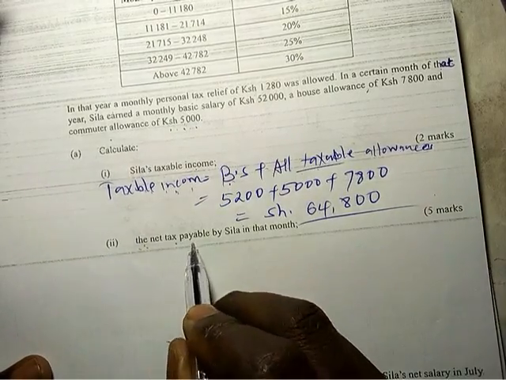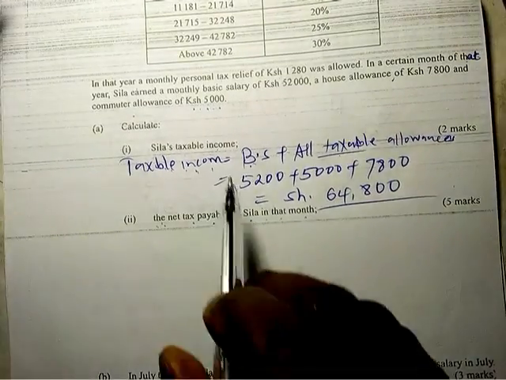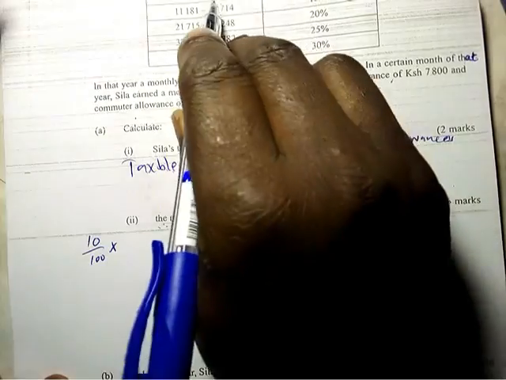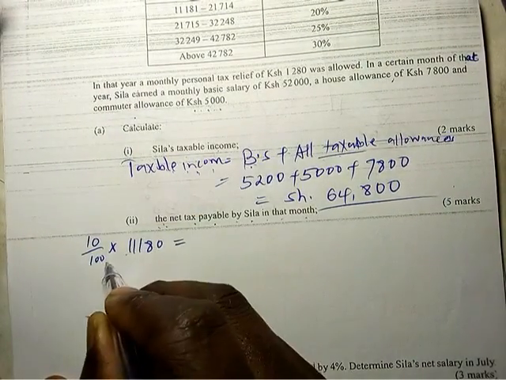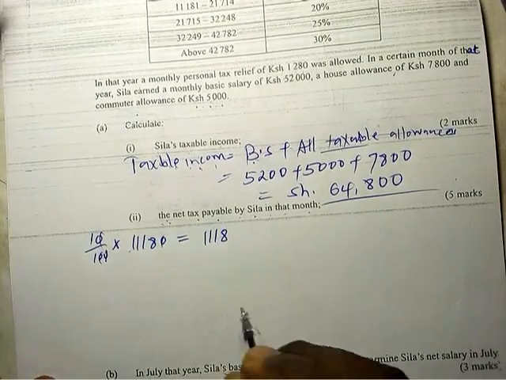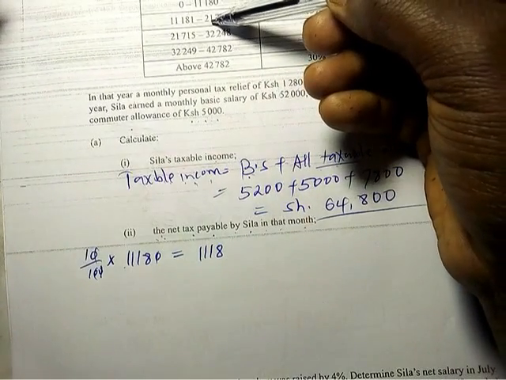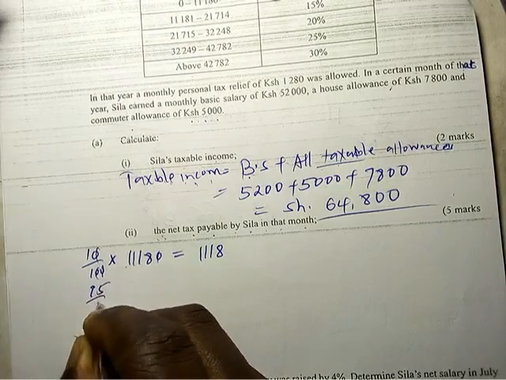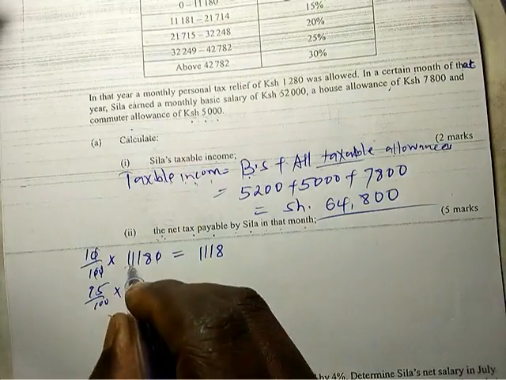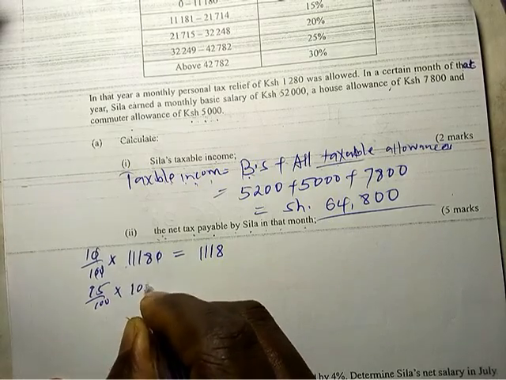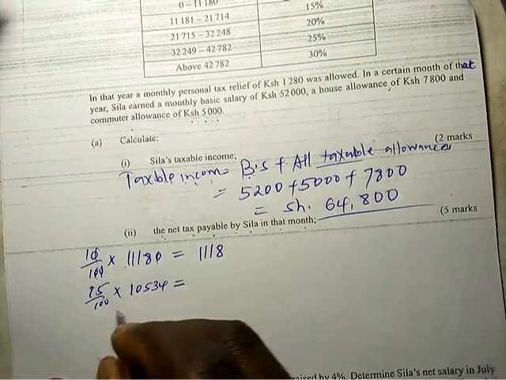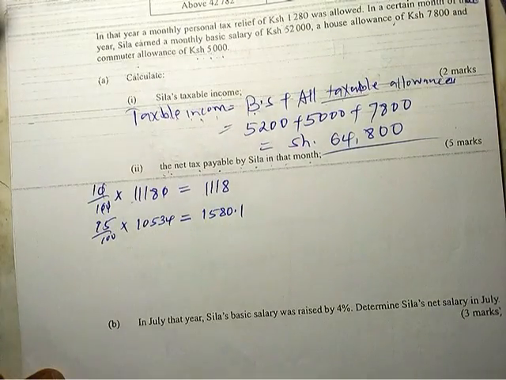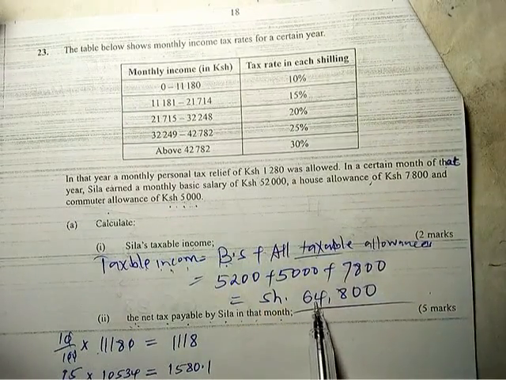Calculate the net tax payable by Sarah in that month. Taxable income. We will start with the first slab, where she pays 10 over 100 times 11,180, and the tax here is going to be 1118. We go to the next one. So you take the difference here, 21,714 minus this one. The next slab is 15 over 100 times that one, which is going to be 10,534, and it will give us 1580.1.